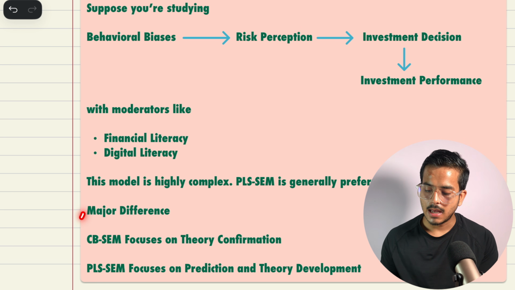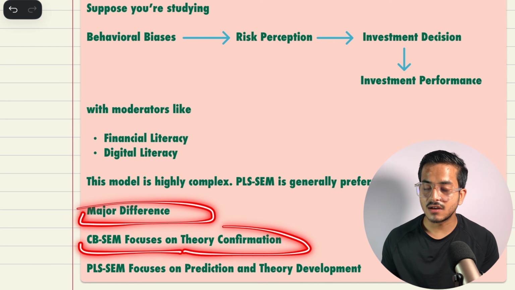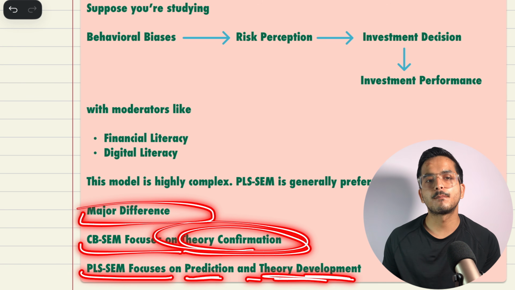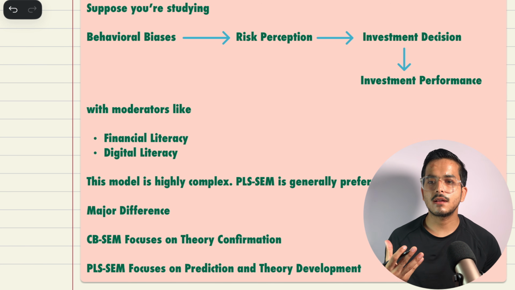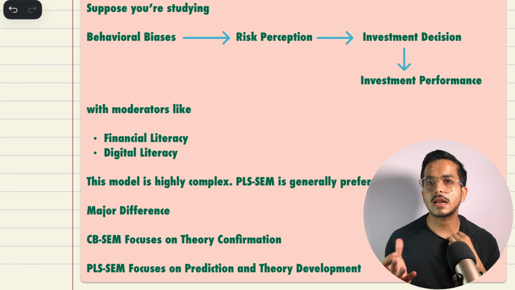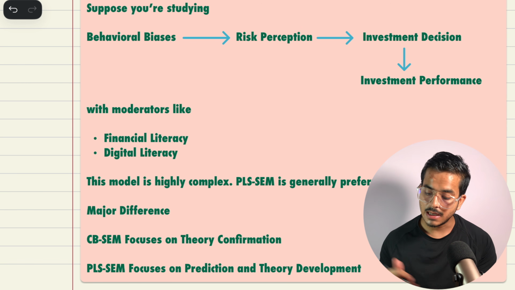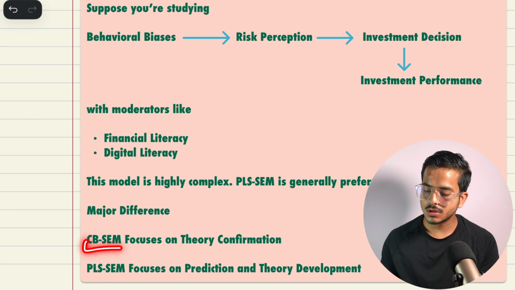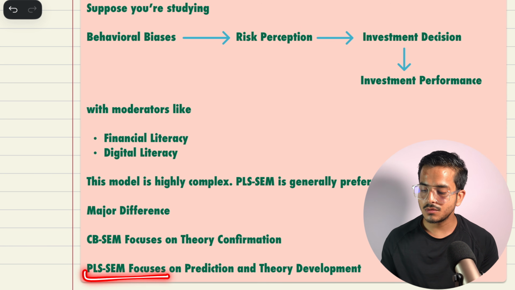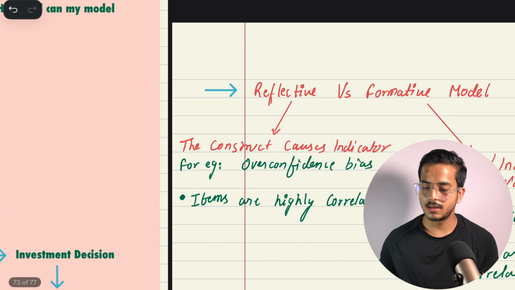Okay. Major difference: CB-SEM focuses on theory confirmation. PLS-SEM focuses on prediction and theory development. Means, for example, in exploratory, there are items that we generate, but in confirmatory there are items that we confirm. So here is also the same thing. CB-SEM focuses on theory confirmation. There is previously generated theory, we have to confirm it. But PLS-SEM focuses on prediction, how well my respondents respond to this particular theory, and theory development, they develop theory.